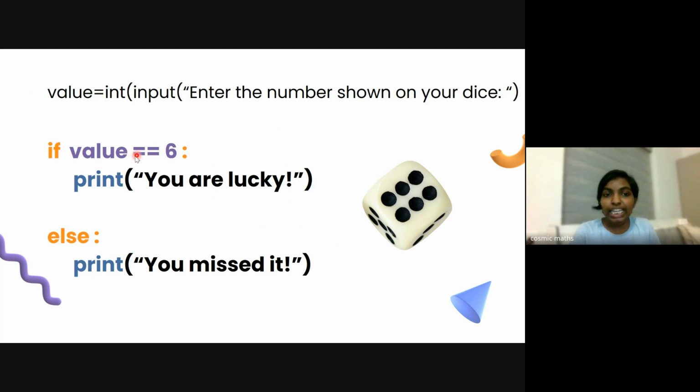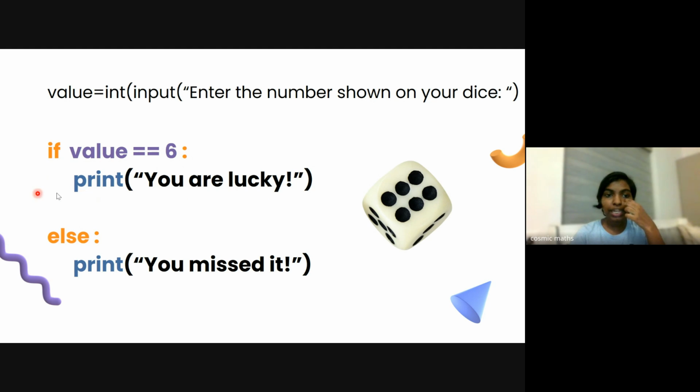Now we're putting 2 equals to, right? Now that means we are checking or we're comparing. We're saying if value equals 6. That is, if value equal to 6, this will execute. That means the if statement, whatever code is given under the if statement, will be executed. That is, we'll be getting you are lucky on the screen. If the value is 6, we have to do all the statements written under the if.